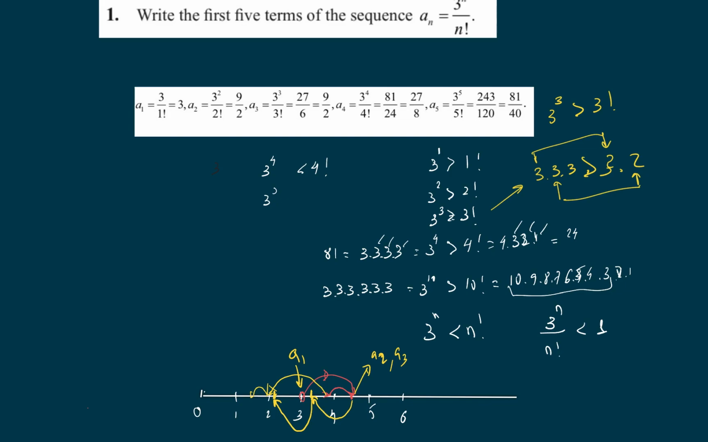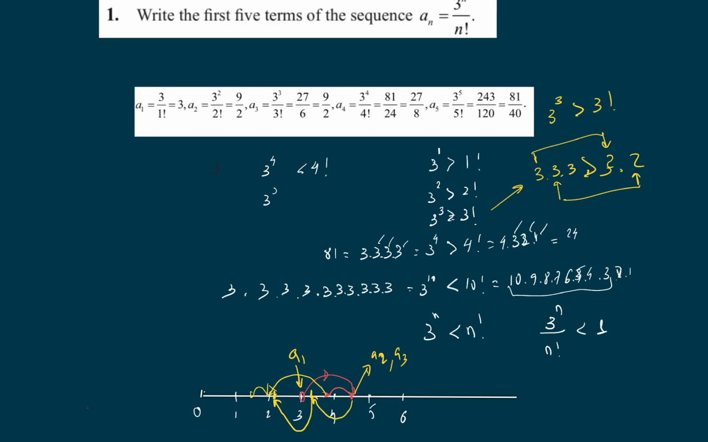But it happens that for some n the sign of the inequality changes. For example, for n equal 10, 3 to the 10 means 3 by 3 by 3, ten times. And 10 factorial is 1, 2, 3, 4, 5, 6, 7, 8, 9, and 10. Now, this is 3 to the 10. Now, 3 to the 10 will become smaller than 10 factorial.